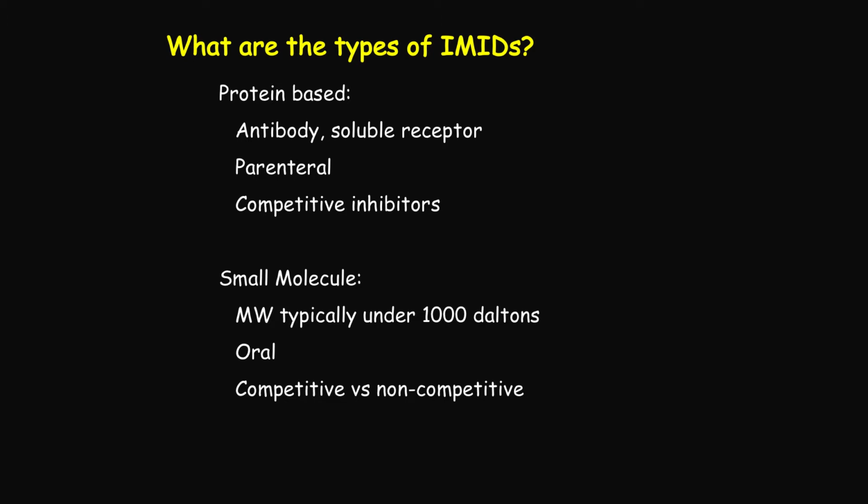So what are the types of immunomodulatory drugs that are out there? There are the protein-based therapeutics that you all are aware of. These are antibodies or soluble receptors. They're parenteral. They are all competitive inhibitors, and we'll talk about what that represents. The small molecules are the other types of drugs. They're typically a molecular weight under 1,000 Daltons in comparison to an antibody, which is about 180,000 Daltons. They're oral, and they come in both competitive and non-competitive frameworks.